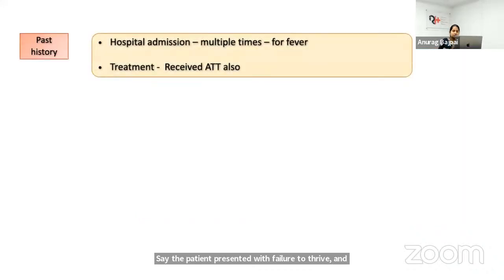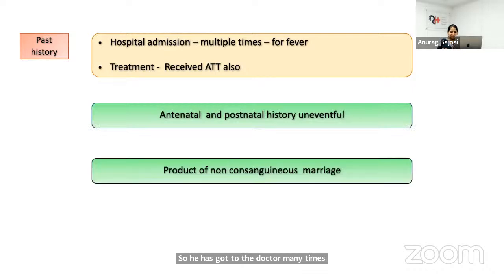Yes, sir. And in the past history, he had multiple admissions for fever, and he also received ATT for multiple episodes. There is a saying that if somebody has received ATT, it means that he has some illness. So he has gone to the doctor many times. They gave him ATT because he was not gaining weight and he had fever. So ATT may be a marker of chronic illness. He was sick enough for people to think, okay, let's give it.